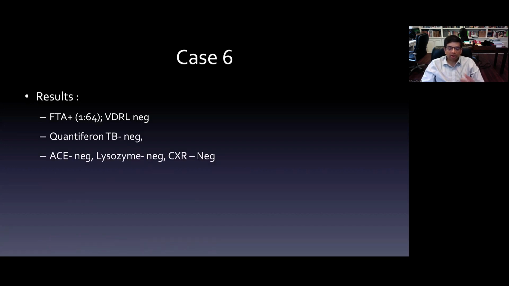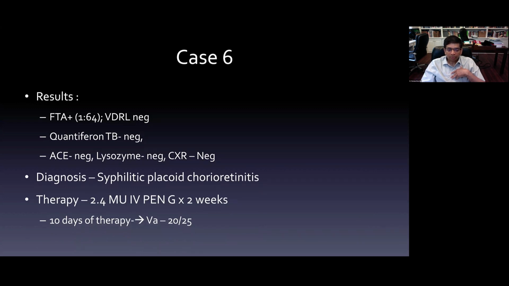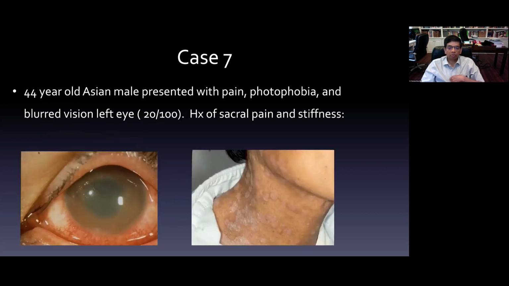The remainder of the testing for QuantiFERON TB and sarcoid were all negative, and he was treated with the neurosyphilis protocol, which is what these patients need. He actually required a 14-day course of high-dose IV penicillin therapy, and his vision recovered to 20/25. This is a simple case.